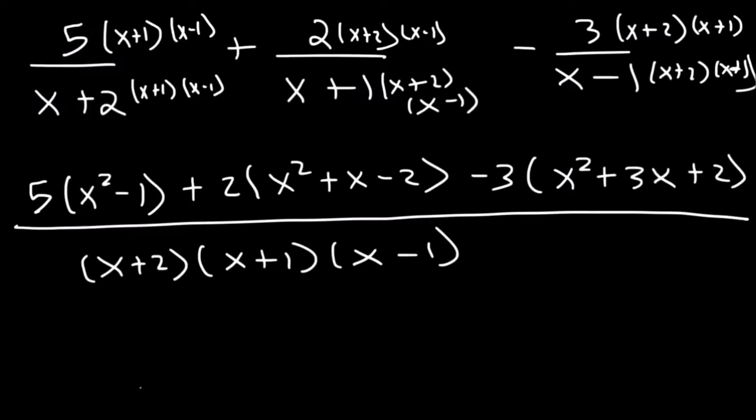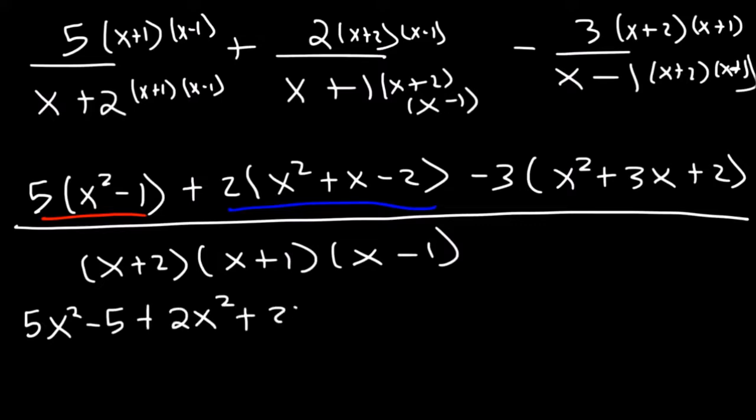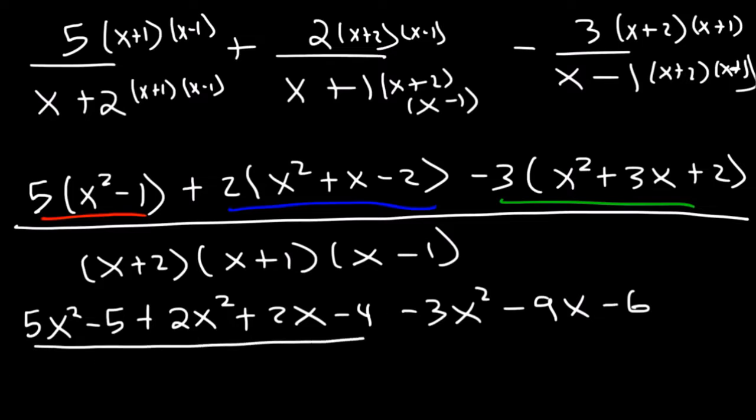So now let's distribute 5 to x squared minus 1. That's going to be 5x squared minus 5. And now let's distribute the 2. So it's going to be plus 2x squared plus 2x minus 4. And let's do the same for the last one. It's going to be negative 3x squared minus 9x minus 6, all divided by the common denominator.